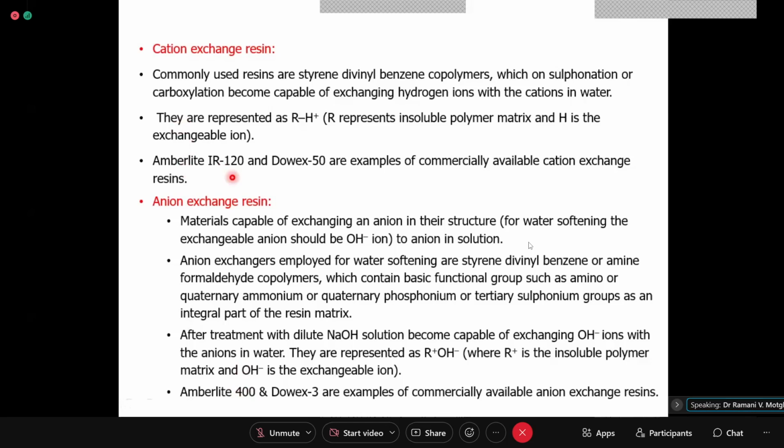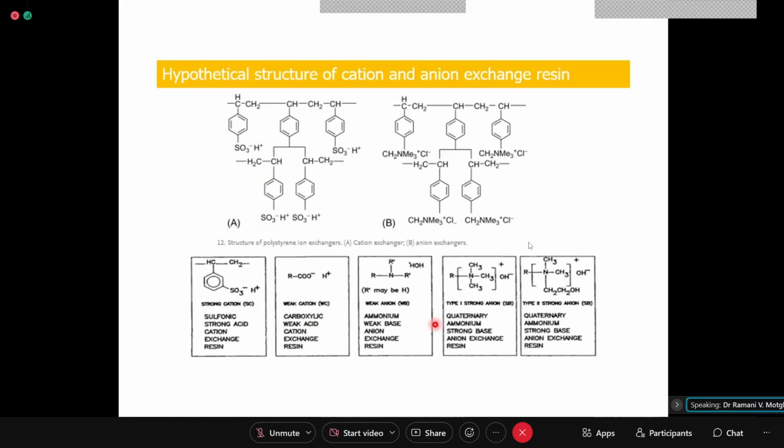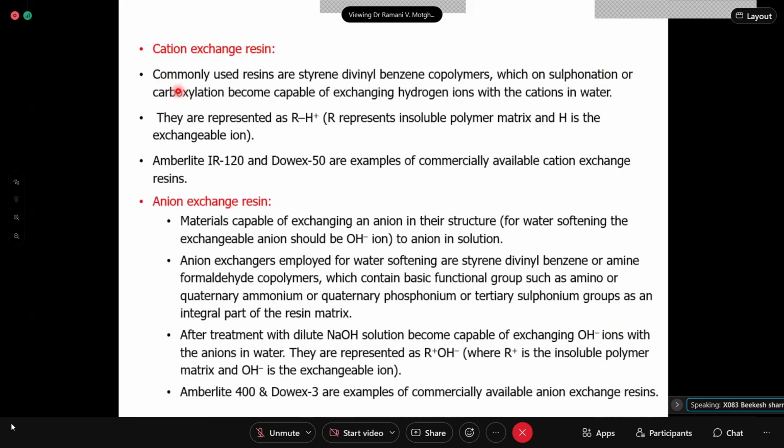Now the difference between this 120 and 400 is that these are commercial names. When you go to the market, you will have to ask for Amberlite or a scientific company. Then Dovex 50 is a cation exchanger, Dovex 3 is an anion exchanger. Okay, now what is the structure of this resin? IR, Amberlite IR. That is the full name, no? IR is not infrared. It is the commercial name, like Amberlite IR 120, and here it is Amberlite 400.